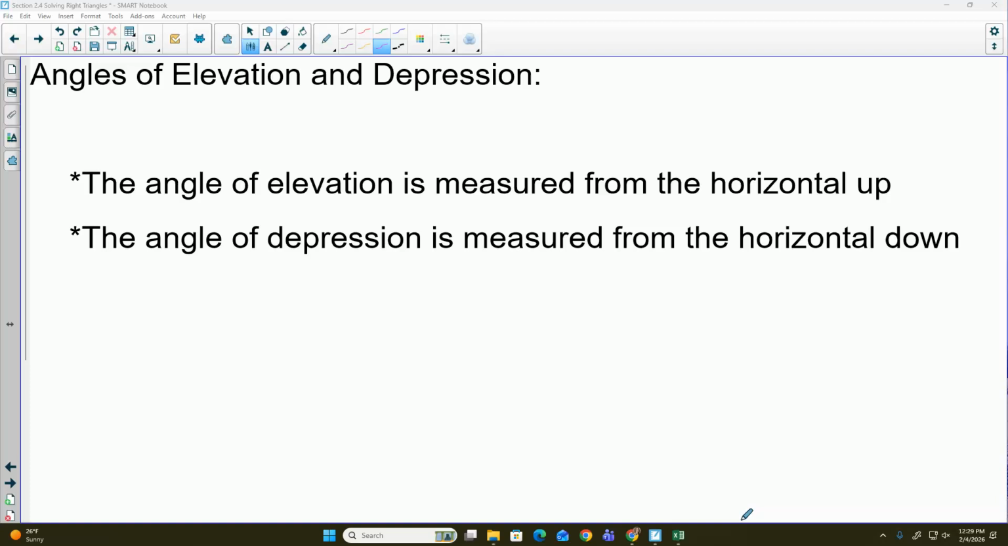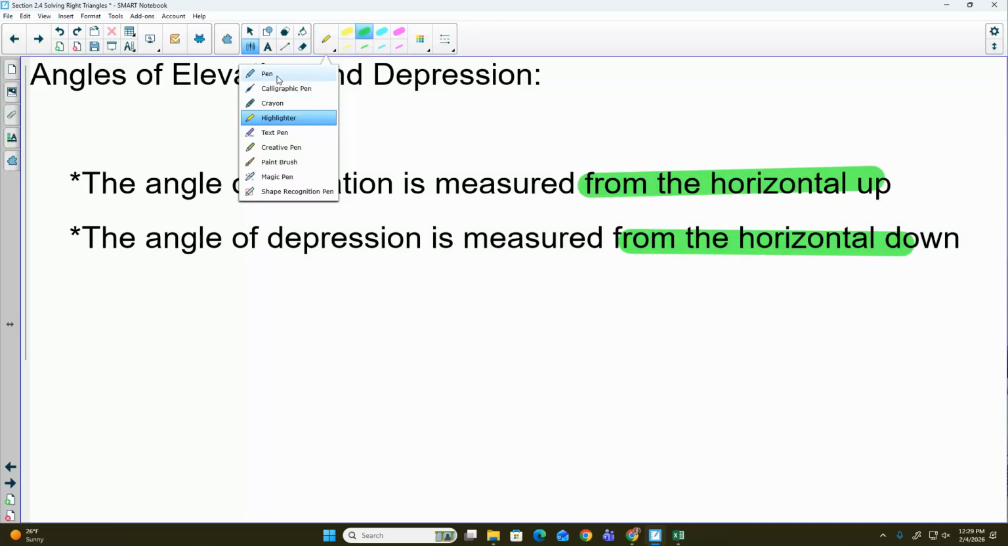The key things to these: elevation goes up, depression goes down. The key though, they both have to start from a horizontal line. So if I say angle of elevation, you have to have a horizontal line and it's the angle going up from that. If it's an angle of depression, it's starting at a horizontal line and going down. So that is the key. These are always from the horizontal.